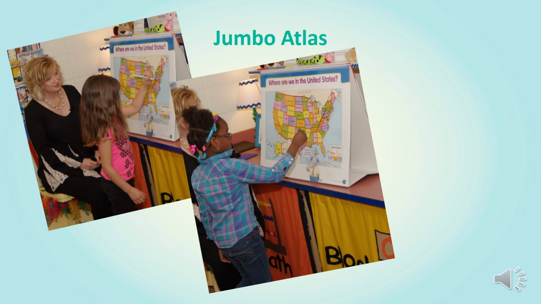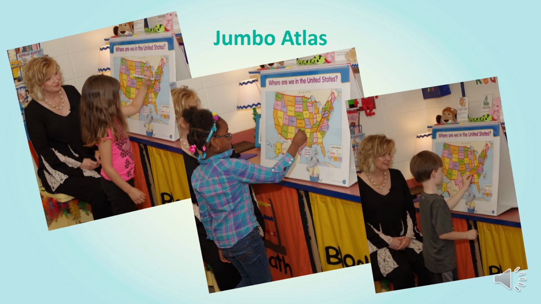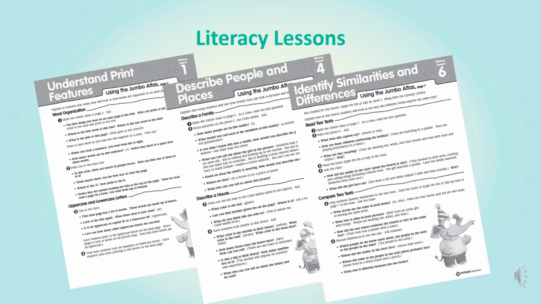Students love engaging with the Jumbo Atlas. Here you can see the students are going to the Jumbo Atlas and using their cling sheets to indicate locations and places where they will be moving about in one of their activities. Each of the Exploring Where and Why programs come with additional 15 literacy lessons. Here you can see examples of some of the types of lessons that are included. Things such as understand print features, describe people and places, identify similarities and differences.